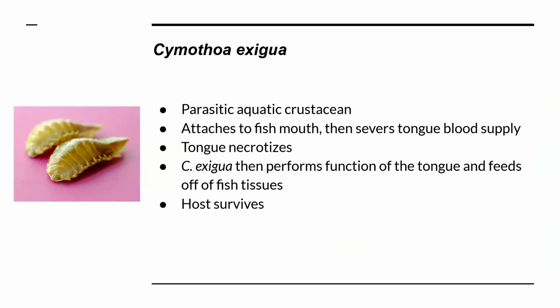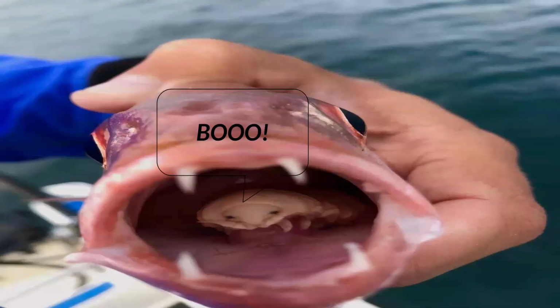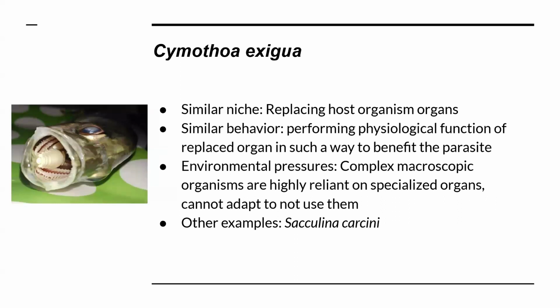Now, another example of different convergent evolution strategies is actually more related to the replacing of the abdomen that Massospora does with Cymothoa exigua. You guys might have heard of this one. This is a parasitic aquatic crustacean that attaches to fish mouths and then severs the tongue's blood supply, after which the tongue basically rots out of the fish's head, and then the parasite actually replaces the tongue. The host continues to survive, albeit it's not doing as well. But the parasite stays in there and replaces its tongue. Now, this is a similar niche in the fact that it's literally just replacing the organs of its host, much like Massospora replaces the back of the thorax.